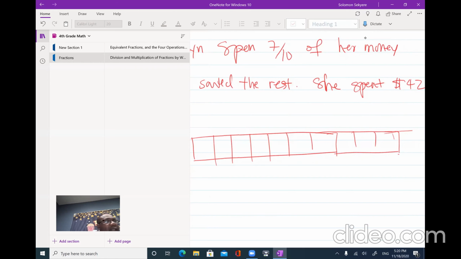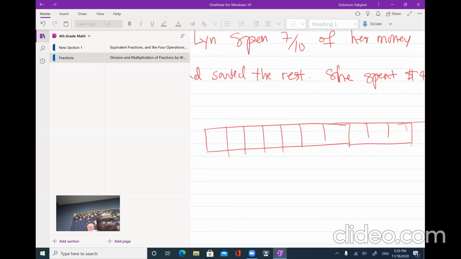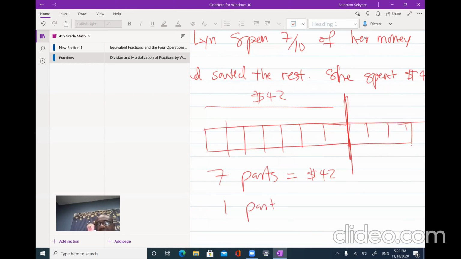Okay. And she took 7 out of it. 1, 2, 3, 4, 5, 6, 7, right? This is the $42. So 7 parts, right, equals $42, right? That means each part is what? Each part is 6. 42 divided by 7 equals 6. Now you fill your box with 6.